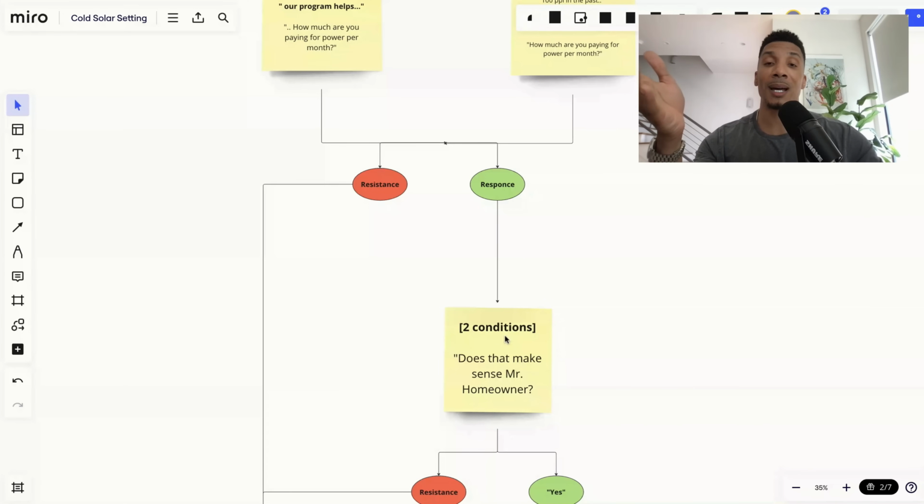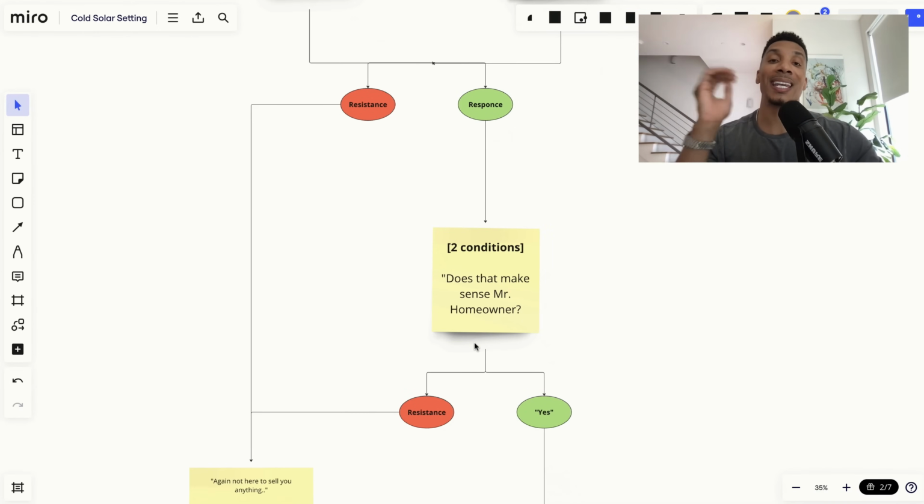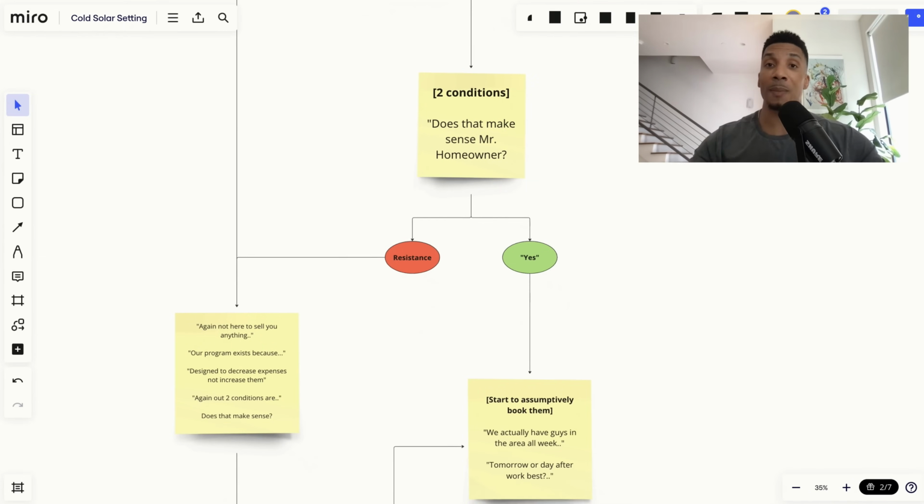Now, I just kind of gave you guys line by line what we say in our script at that point, and we end it with, does that make sense? And once they say yes, we don't ask them, okay, perfect. Well, did you want to go ahead and book an appointment with us? Did you want to go ahead and get a savings report? We assumptively go into booking them at that point.